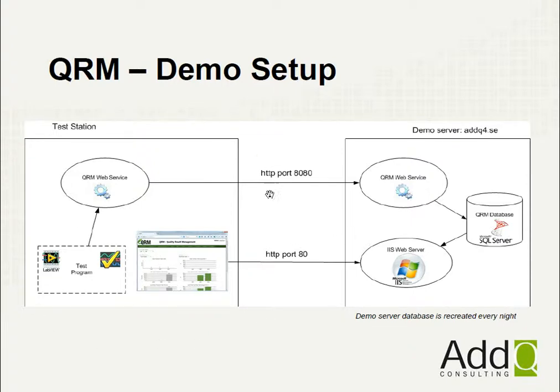This picture shows what we're trying to do. To the left we have the test station, that's the computer I'm at now, and we're trying to set up this station to post reports to the demo server located at adq4.se, here to the right. The demo server has a web service installed, it has a database and also a web application pre-installed. So our client here, either a LabVIEW or a TestStand client, will post an HTML report to a QRM web service that will forward it to the web service located at the demo server, and then we will fetch the data through the web application to view it in the browser.